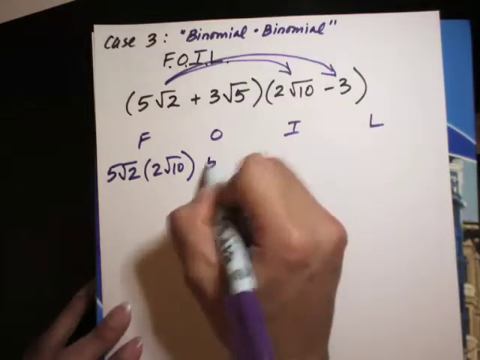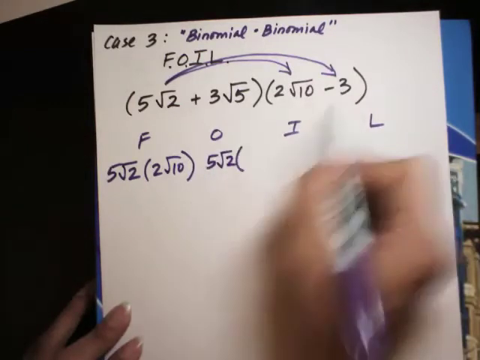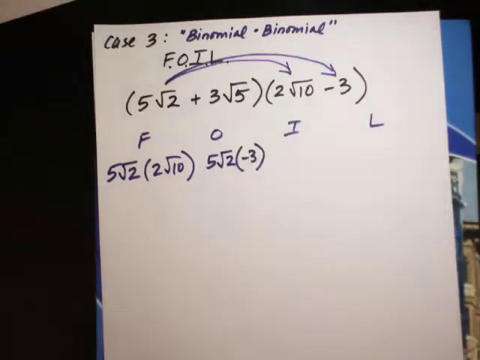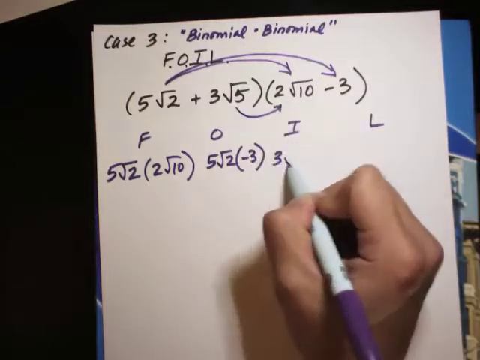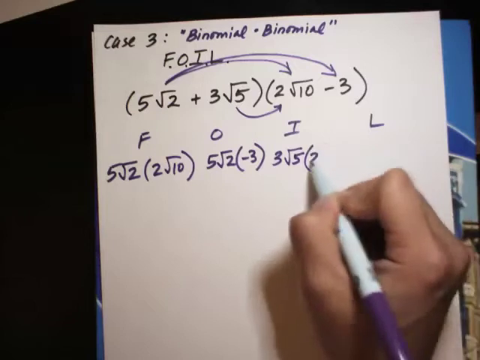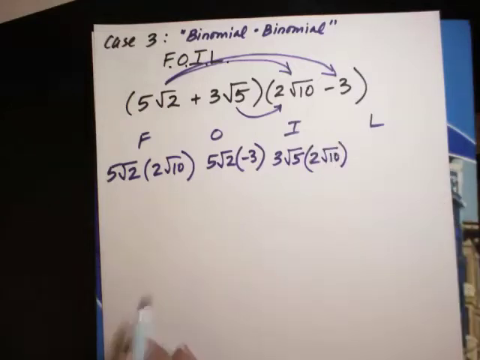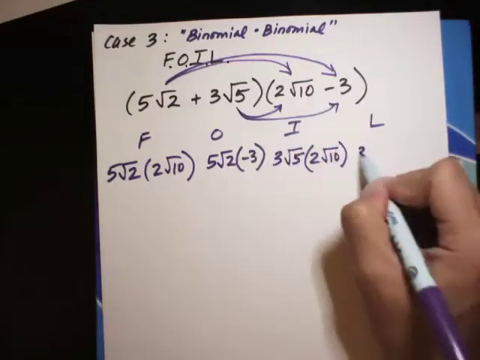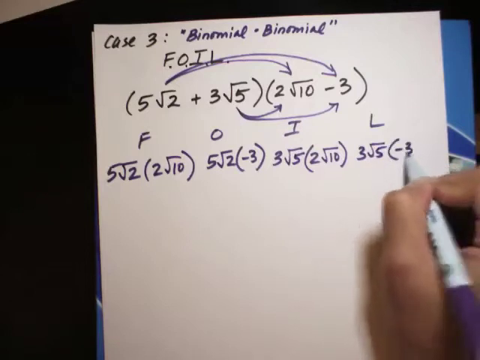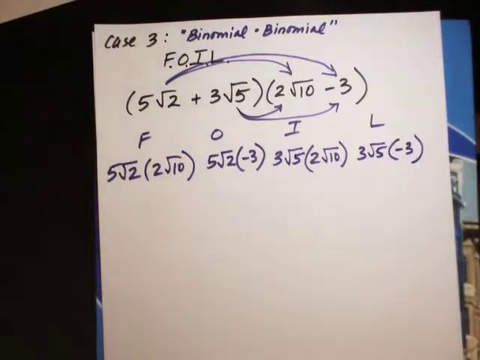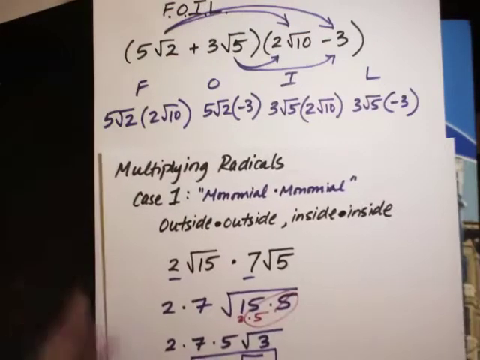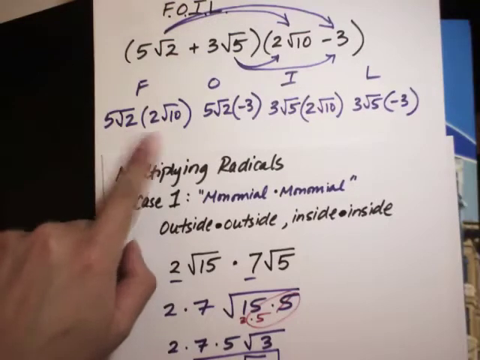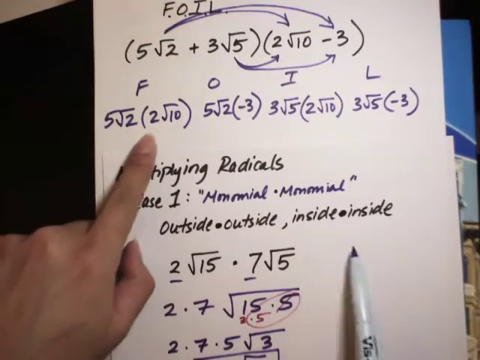The outside terms are these two right here. So we have 5 radical 2 times a negative 3. Remember, the sign is in the front of that value. Insides, we have these two, 3 radical 5 times 2 radical 10. And the last terms, 3 radical 5 times a negative 3. Let's go ahead and simplify this. Remember, when we're multiplying, I have to go back to my case number 1. Remind yourself about what happens when you're multiplying what looks like a monomial by a monomial. It's outside, outside, inside, inside.